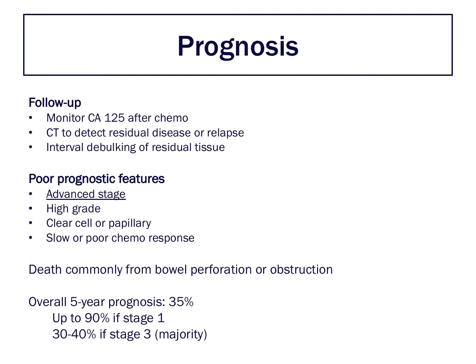And the most important prognostic factor would be the advanced stage of the cancer. Other factors which are important include high-grade tumours, clear cell or papillary subtypes of the tumours, and a slow or poor response to chemotherapy. Death usually occurs due to a bowel perforation or bowel obstruction. And overall, the 5-year prognosis is quite poor at about 35%. If the disease is caught early, so at stage 1, then the survival can be up to 90%. But in the majority, at stage 3, it's about 30 to 40%.